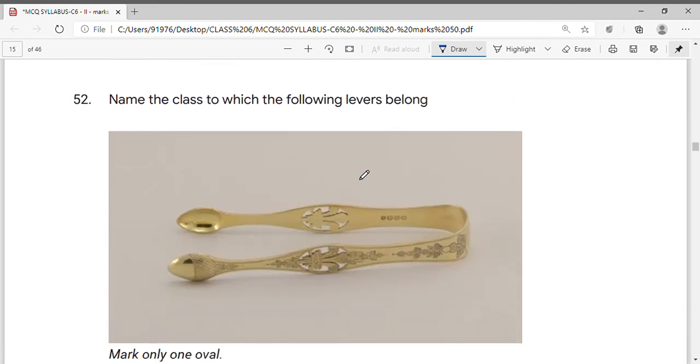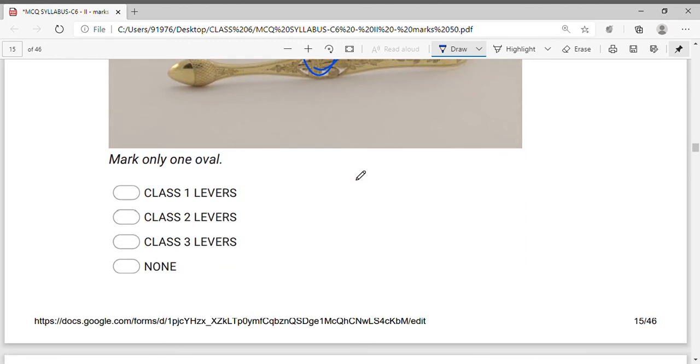Now sugar tong. Here you put your effort. Here is the load, and this is the fulcrum. So when the effort is in between, it becomes a class 3 lever.